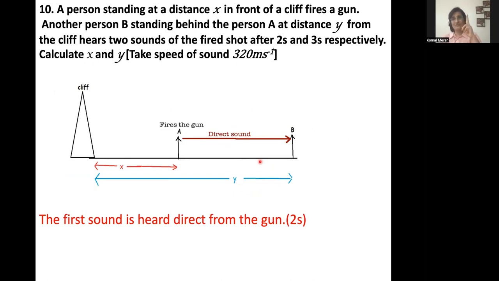If you shoot, that is the first sound which comes directly to him. It's not a reflected sound, and that comes in 2 seconds, right? So, that's the least distance.